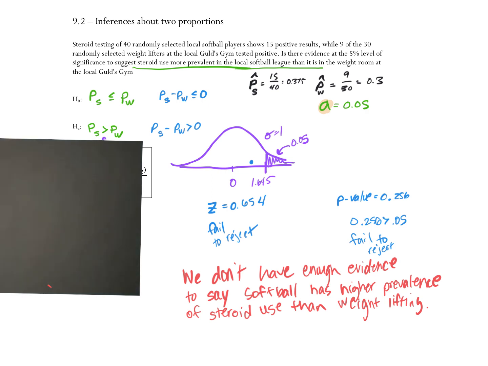Why is it greater than? Because I clicked P1 greater than P2. So, which one is it? It's greater than P2. It's always going to match your alternative hypothesis, because you're basically saying P1 is greater than P2. You're using the alternative. That's always asking for the alternative.